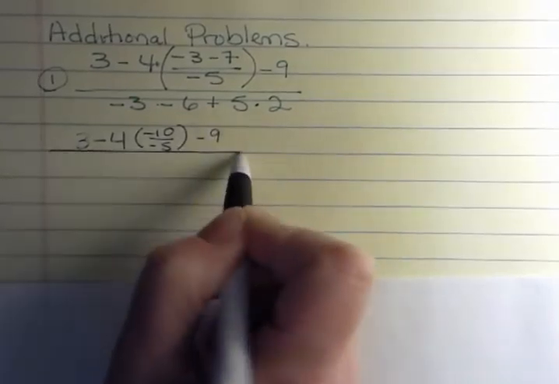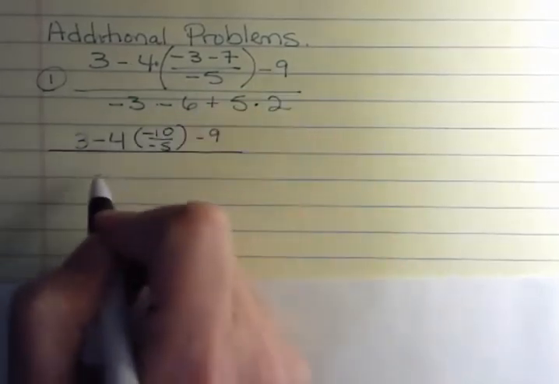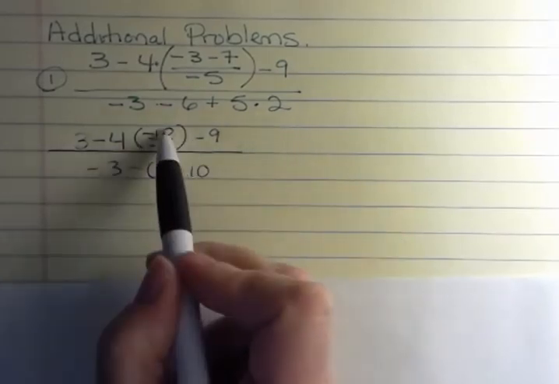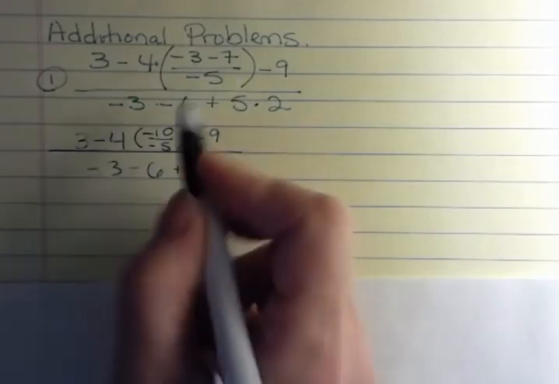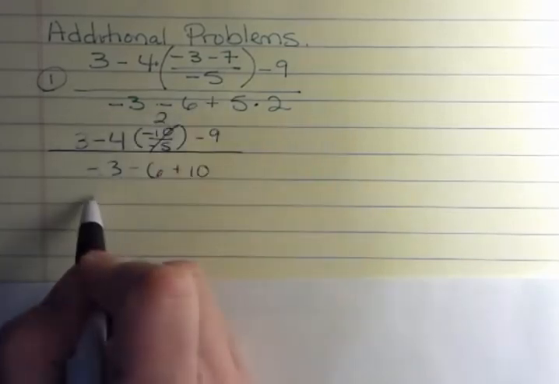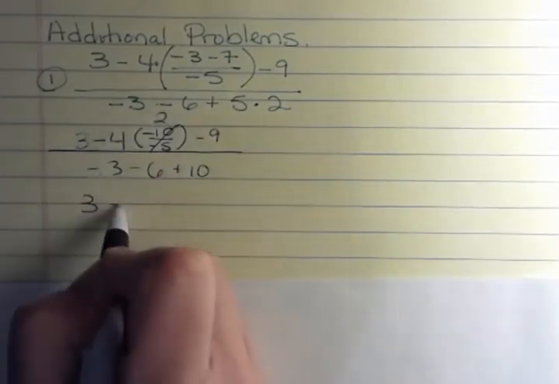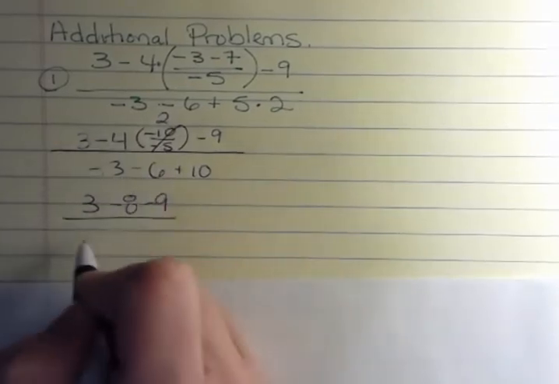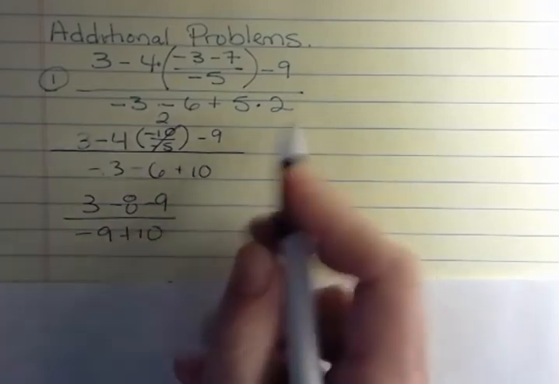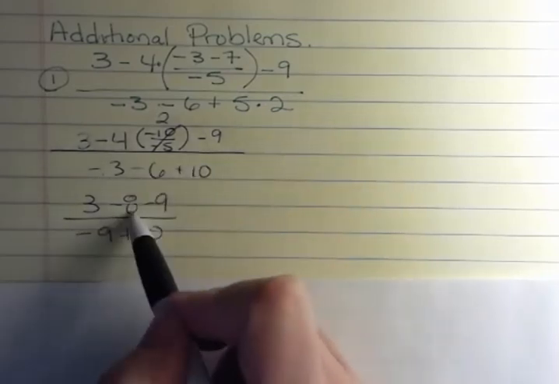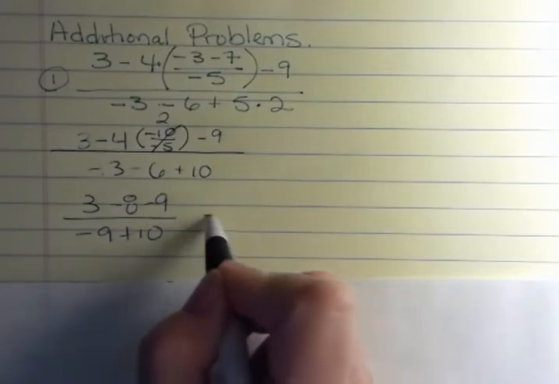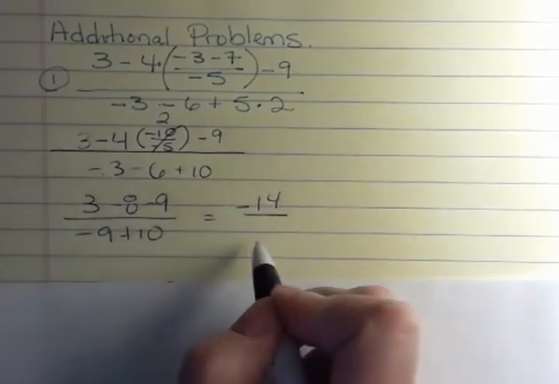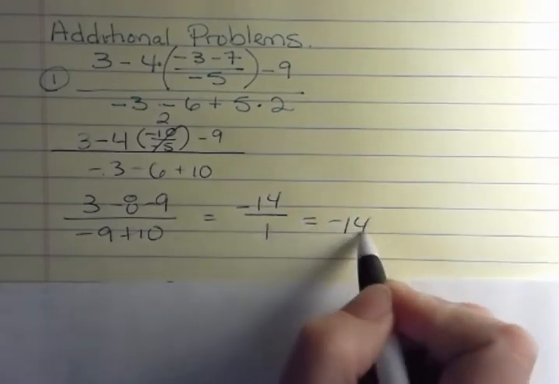Down below I can start to simplify. I'm going to do the multiplication. Up on top I have negative 10 over negative 5, which is 2. So I have 3 minus 8 minus 9 and negative 9 plus 10. And 3 minus 8 is negative 5, minus 9 is negative 14, and negative 9 plus 10 is 1, so I get negative 14.